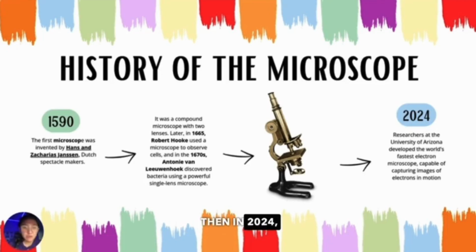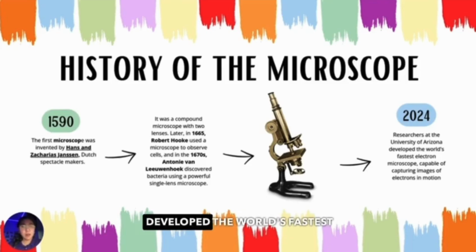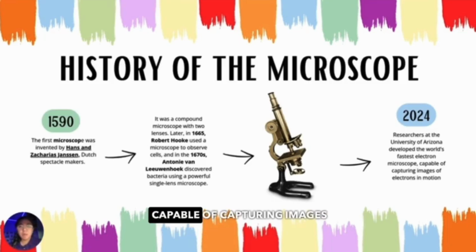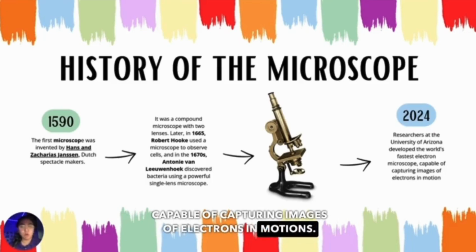Then in 2024, researchers at the University of Arizona developed the world's fastest electron microscope, capable of capturing images of electrons in motion.